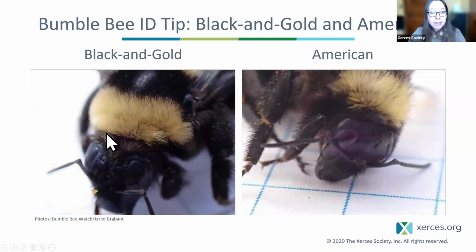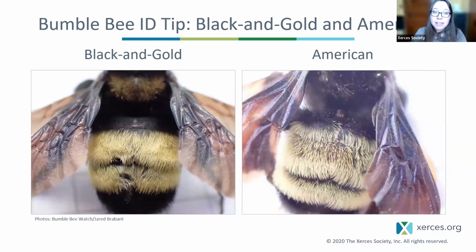The first thing you want to look out for is the hair colors on the top of the head. Black and gold bumblebees have yellow hairs on the top of their head, whereas American bumblebees have black hairs. And as I mentioned previously, sometimes there won't be that many yellow hairs on the black and gold bumblebees on the top of their head. Sometimes there'll just be a few hairs there. So it depends on the individual you're looking at, but that's the first thing that I look out for when I'm trying to separate these.